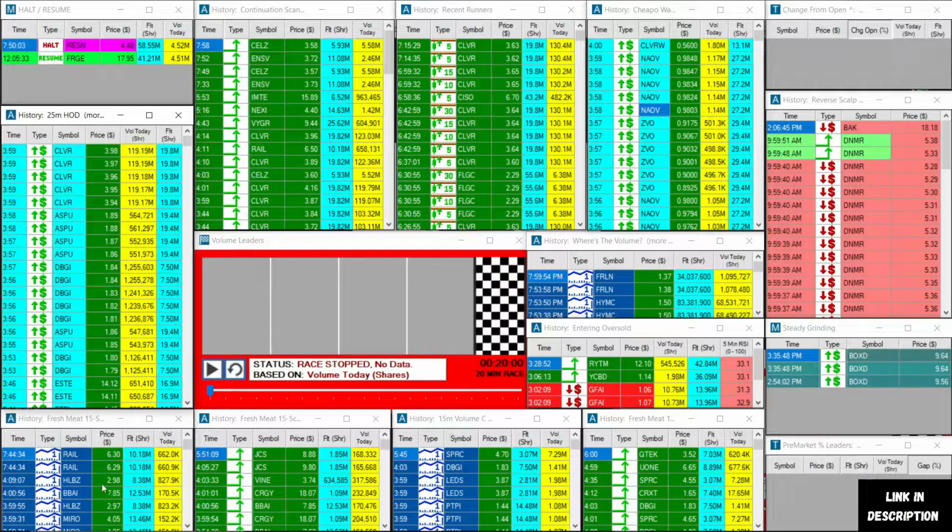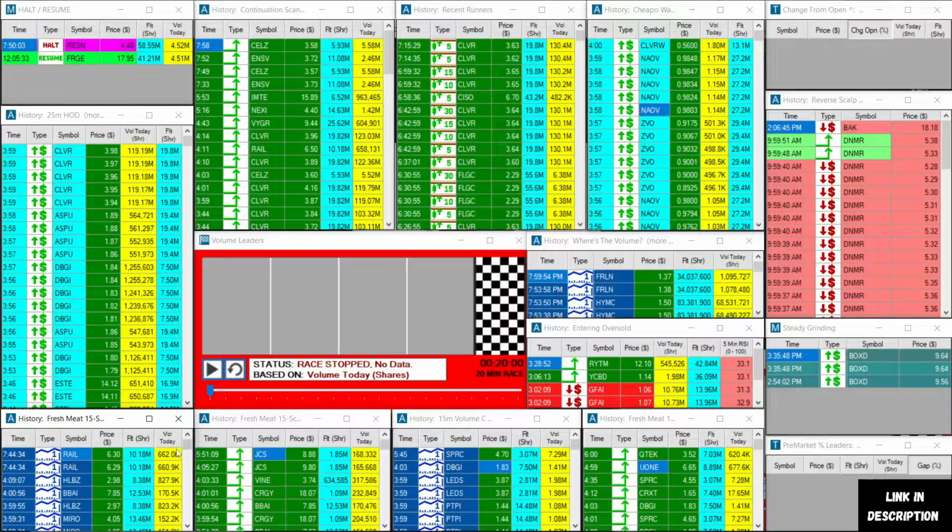Down here, you're going to see the fresh meat 15, fresh meat 15, fresh meat 15 continuation, and fresh meat. So this scan and this scan go together. This is my fresh meat scalp scans. This one is going to identify volume in a stock here. This one on the right is going to identify price action in that same stock. So what I'm looking for is this name to be the same as this name. I want to see them on both scans.